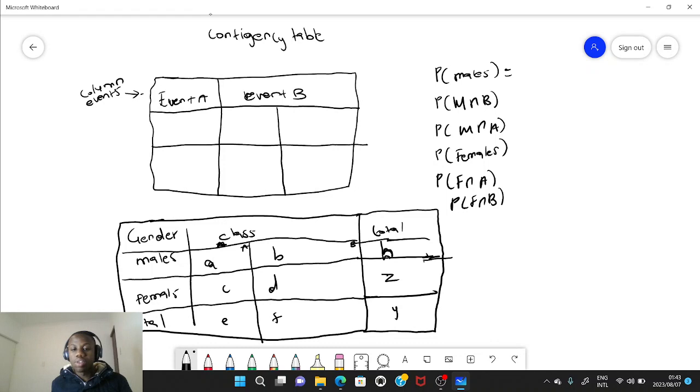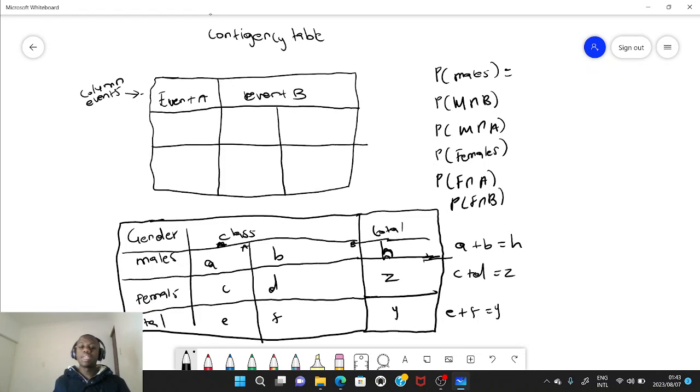So this is the total of this row. And then the same thing applies with Y. Y is the total of this row. When I add the total number of learners from class A and the total number of learners from class B, I get Y. So you have to note that A plus B is equivalent to H, and in this case, C plus D is equivalent to Z. And the last one being that E plus F is equivalent to Y.